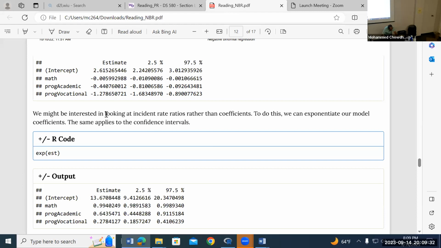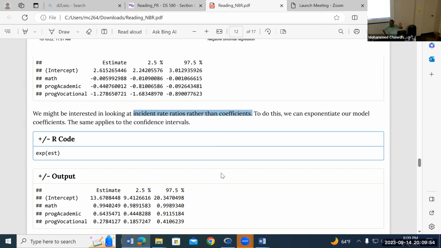We might be interested in looking at the incidence rate ratio rather than coefficients. To do this, we can exponentiate our model coefficients. If the parameter is expressed in terms of exponentiation, then it is called the incidence rate ratio.